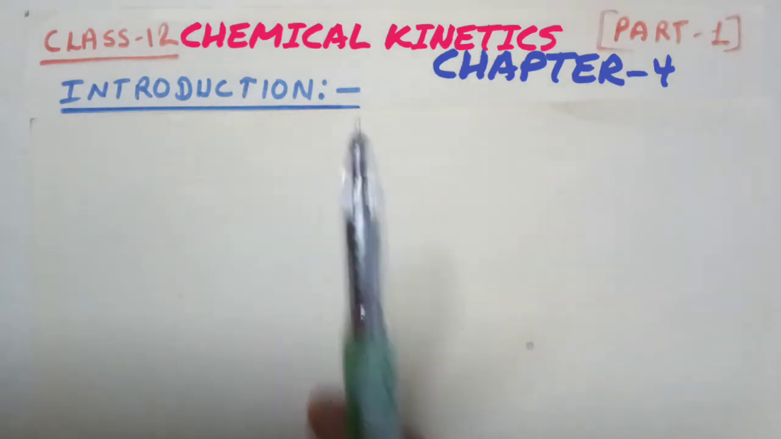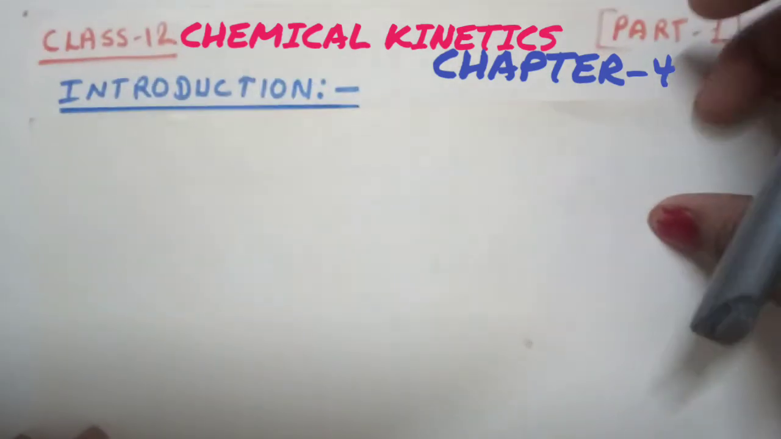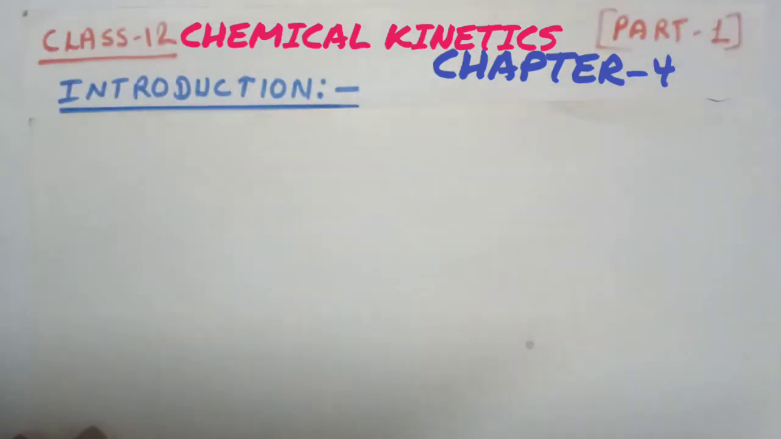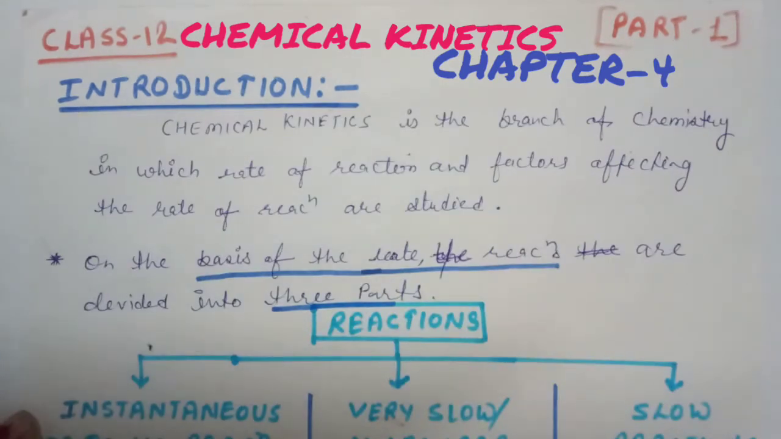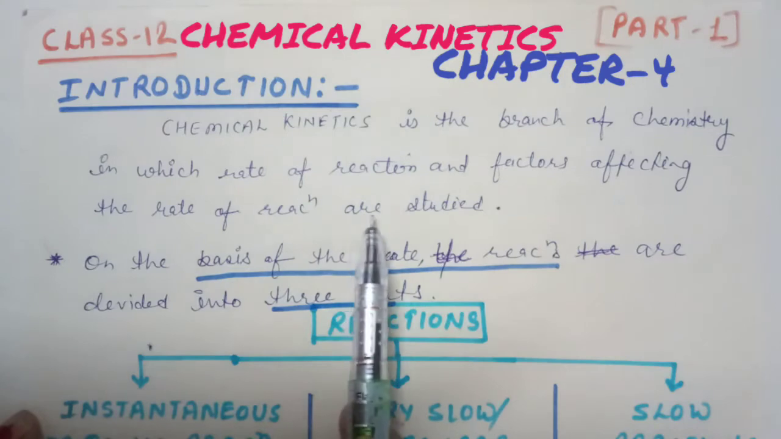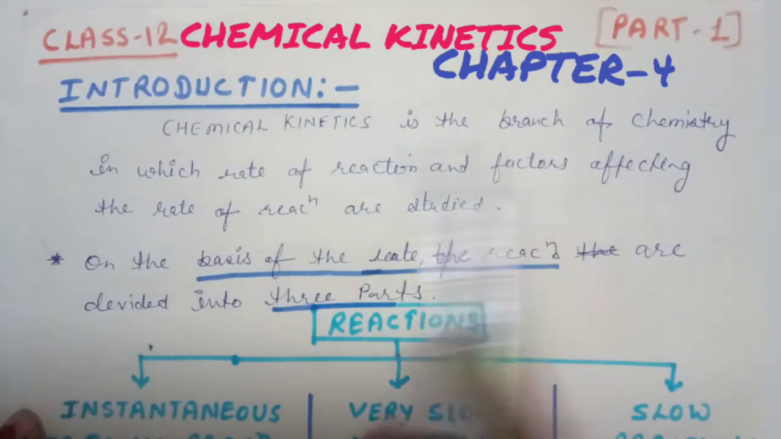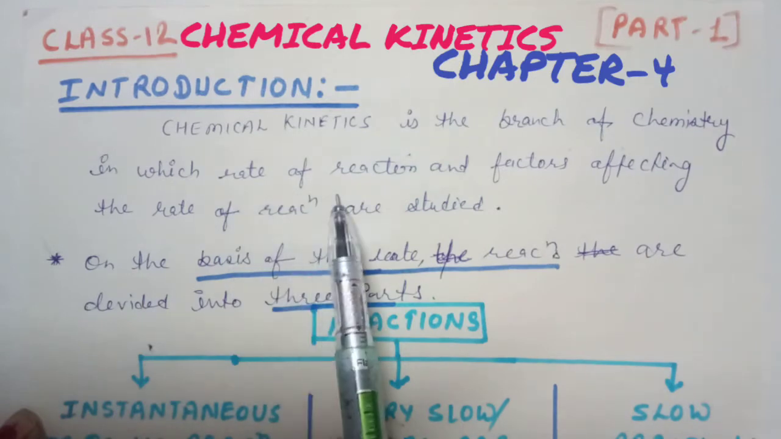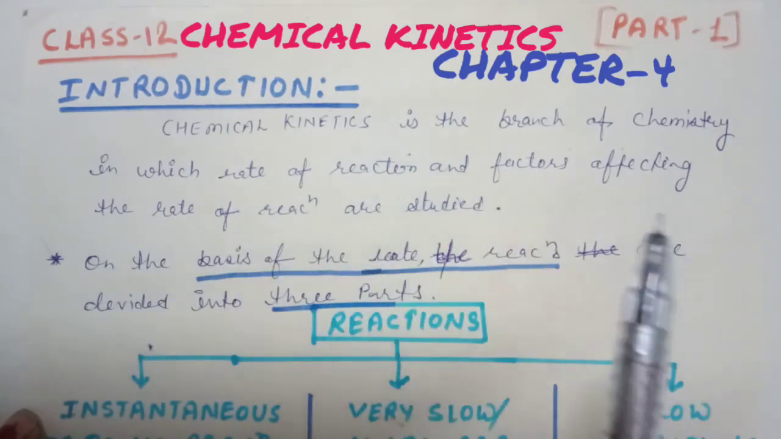Okay, first of all, introduction means what is chemical kinetics. Actually, chemical kinetics is the branch of chemistry in which we study the rate of reactions and factors affecting the rate of reactions. Okay, means the chemical kinetics is the branch of chemistry in which rate of reaction and factors affecting the rate of reactions are studied.